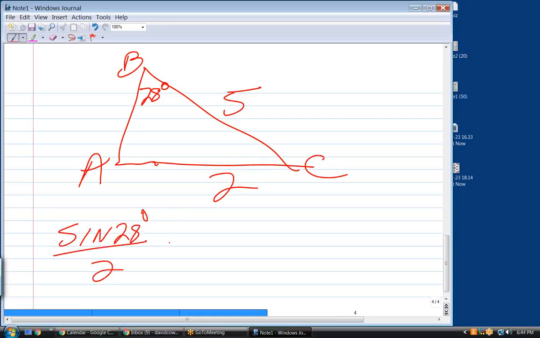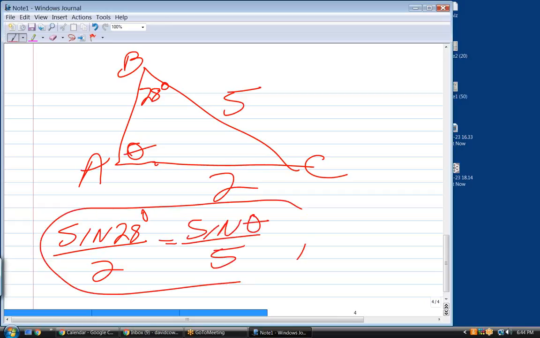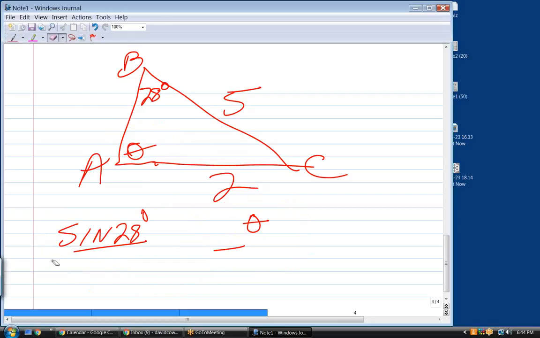But as long as I know that's like 28 degrees, then I can say the sine of 28 degrees divided by 2 has to equal the sine of theta divided by 5. There's only one variable there. Right. We're going to be able to solve for it. And we're going to have to use inverse to solve for it. In other words, we end up with sine of theta equals 5 times that number divided by 2. Then we're going to have to take the inverse sine of both sides to solve for theta. So to solve for that angle, I need the law of sines, and I need to use the inverse functions.